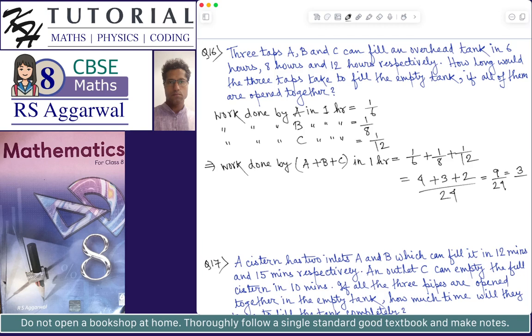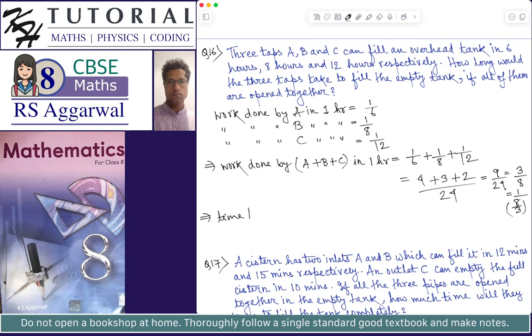3 by 8. So work done by A plus B plus C in 1 hour is equal to 3 by 8. This essentially means that 3 by 8th part or fraction of the whole tank will be filled by the taps A, B and C when they are all working together. So now we can say that time taken, now 3 by 8 we can write in the form of 1 by n. It will be 1 by 8 by 3.